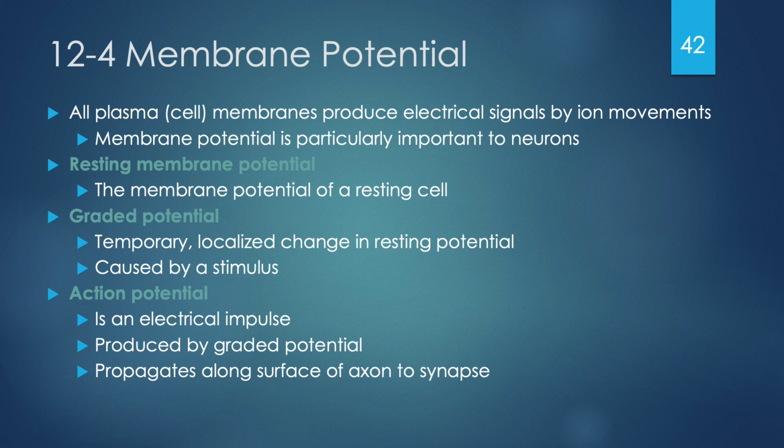So the membrane potential of a resting cell is called the resting membrane potential. And if there is just a temporary localized change in the resting potential, we'll call that a graded potential. So this is caused by some stimulus, in which case there is now a difference in the electrical environment, but nothing is actually technically happening in terms of an action potential. An action potential is an electrical impulse that is first started by that graded potential, which is the beginning of the change. But the action potential is the full transmission of an electrical signal along the entire neuron to another neuron.